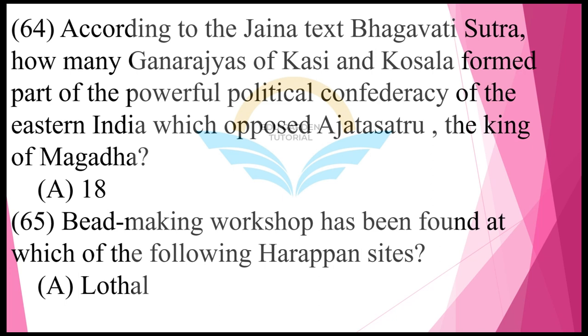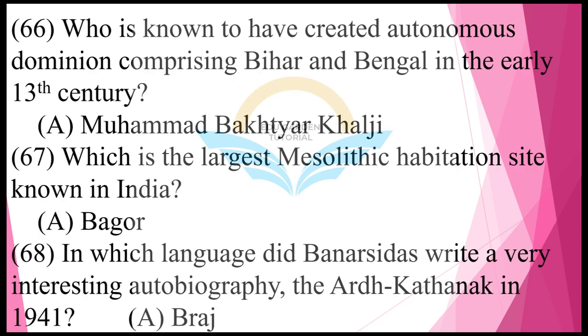Next one. Who is known to have created autonomous dominion comprising Bihar and Bengal in the early 13th century? Answer is Muhammad Bakhtiar Ghalji.